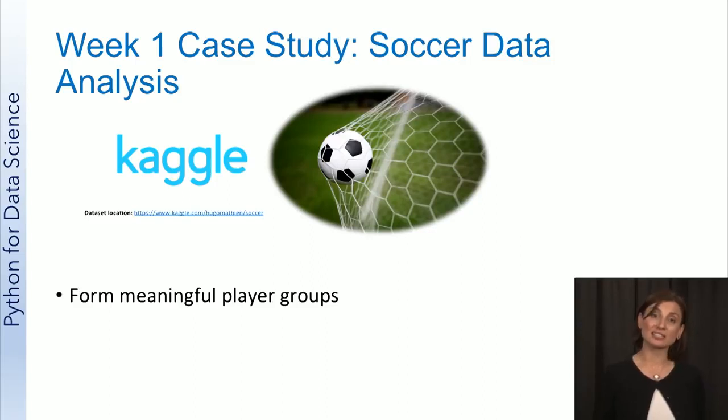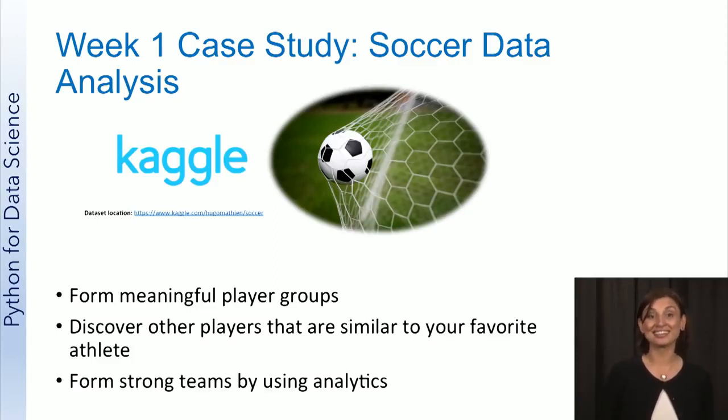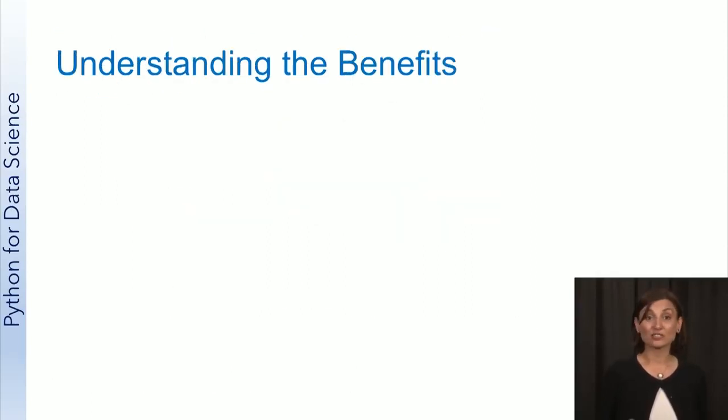We will use these datasets to demonstrate the basic steps of the process we take for such data science projects and use the dataset for three main goals: form meaningful player groups, discover other players that are similar to your favorite athlete, and form strong teams by using analytics. Since we are looking for questions to solve in data science, we can formulate a question around these goals. For example, I would instead say, how do I form meaningful player groups to find players similar to my favorite player? Finally, how do I use this information to form strong teams?